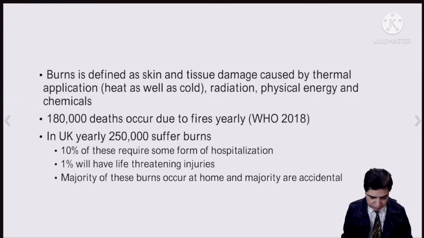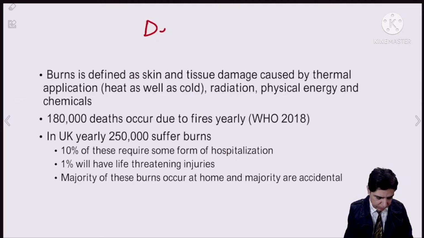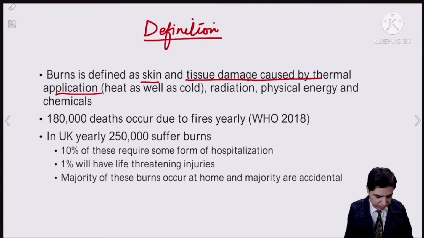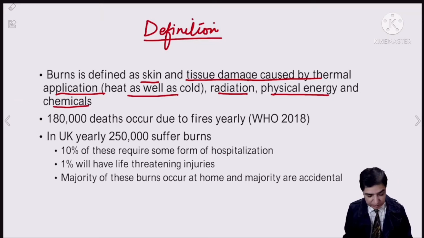So the first thing is the definition. The definition of burn is that it is defined as a skin and tissue damage caused by thermal application, which can be heat as well as cold, radiation, physical energy, and chemicals. So what does this mean? It means that burns is basically destruction of the skin along with associated tissues, and these tissues are lying beneath the skin, and this tissue damage can be caused by thermal application. So anything that is related to cold and heat.